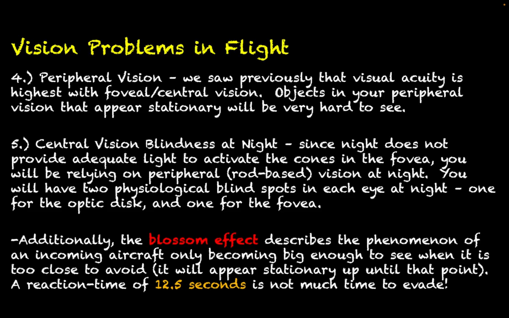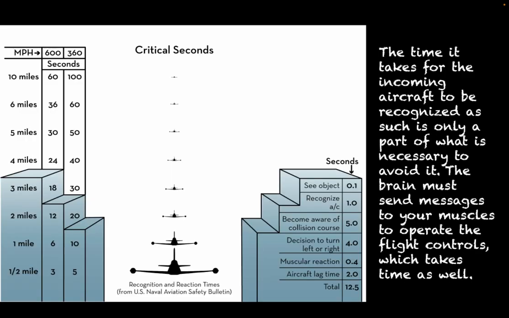The reason why we have reaction times is because physiologically it takes time for information to travel through the body, and it takes time for information to be processed. So 12.5 seconds may seem like a long time, but it really is not very much time. So you're really working on making sure that you can identify things properly and react quickly as well.